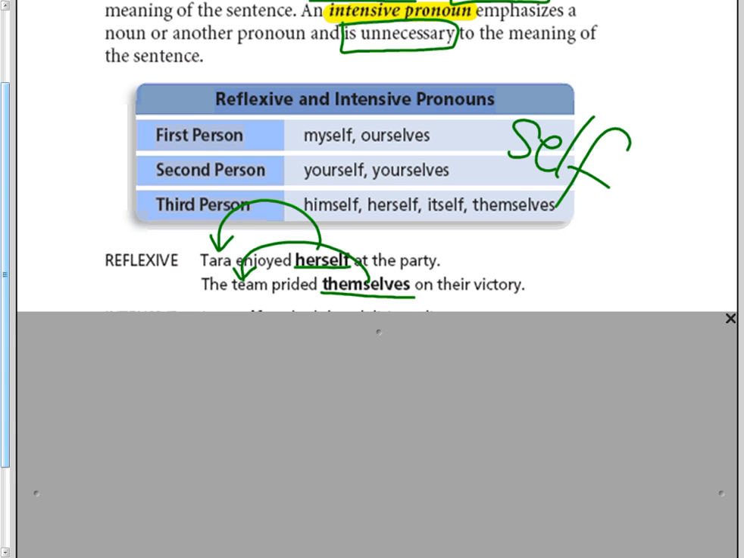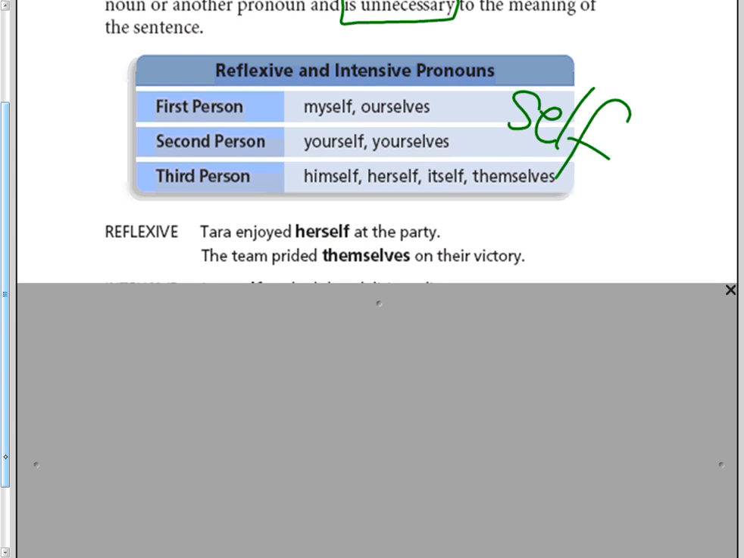It's a reflexive pronoun. But if I took these words out of the sentences, they would not make sense. Tara enjoyed at the party. The team prided on their victory. The words are necessary to the sentence, and they're reflexive pronouns.